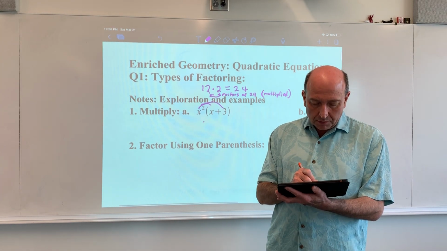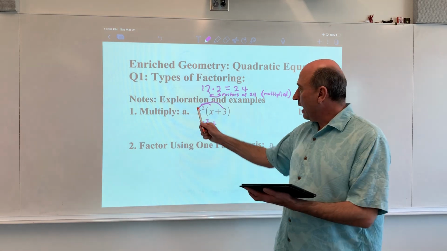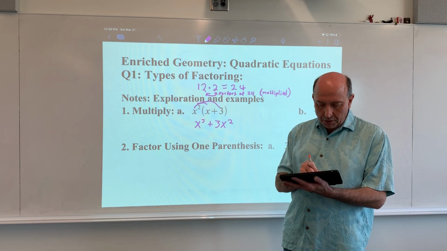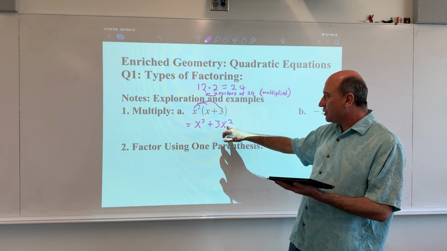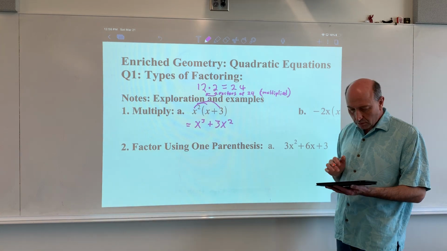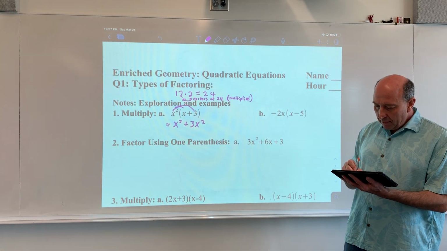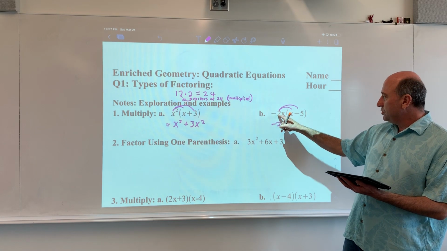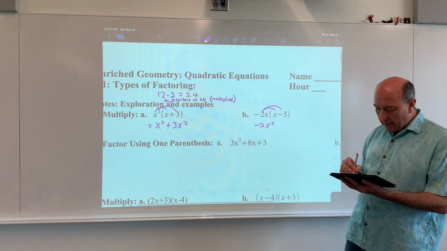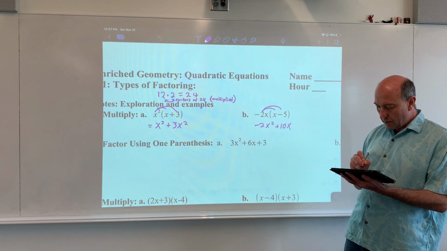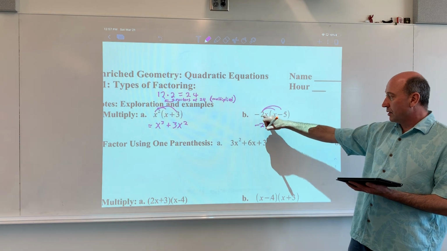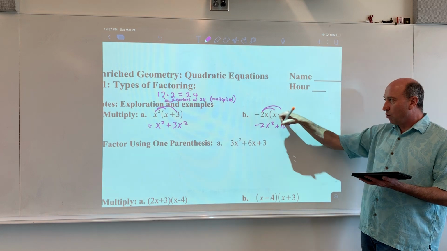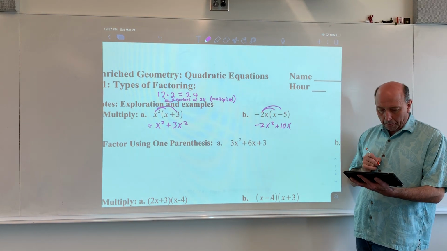X squared times x is x cubed. X squared times 3 is 3x squared. We just unfactored it. So if we have this and factored it, we'd go backwards. Okay, so negative 2x times x is negative 2x squared. And negative 2x times negative 5 is positive 10x. We just unfactored this. This was unfactored. So if we started with this and went to this is factored form.